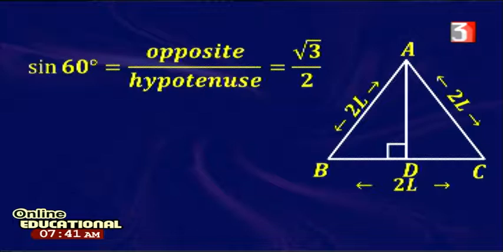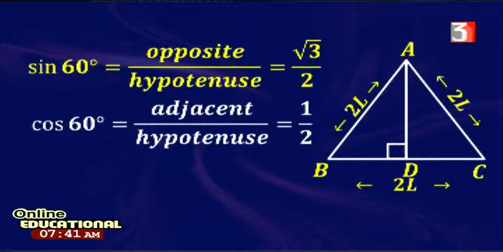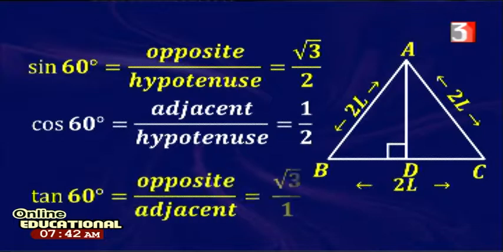In the same way, we can find cosine 60, which is equal to adjacent over hypotenuse. What's the ratio of the side adjacent to the angle of measure 60 degrees? Its ratio is 1. And the ratio of the hypotenuse is 2. So cosine 60 equals 1 over 2. What about tan 60? Tan is opposite over adjacent. So the opposite to the angle of measure 60, its ratio is root 3, and the adjacent, its ratio is 1. So tan 60 equals root 3 over 1, which is root 3.